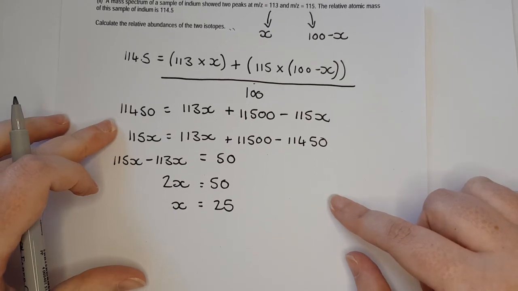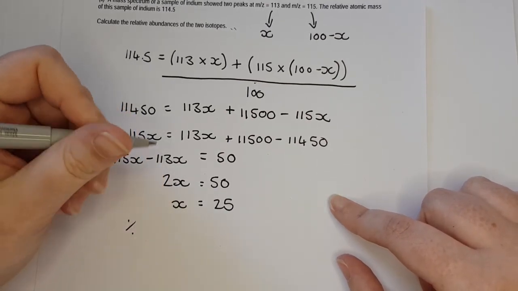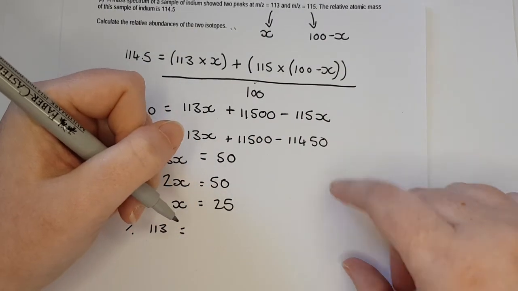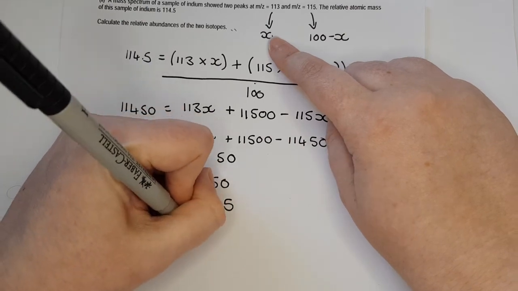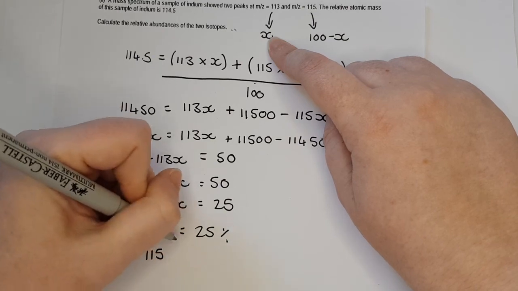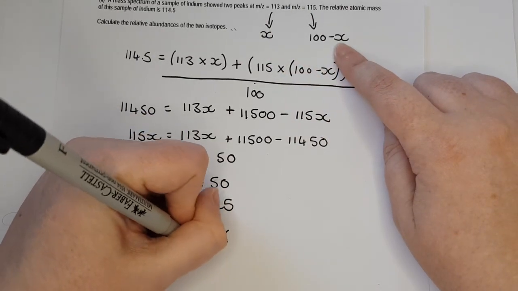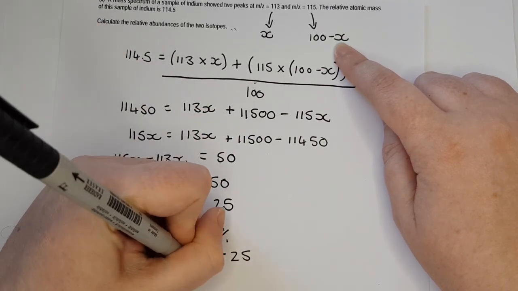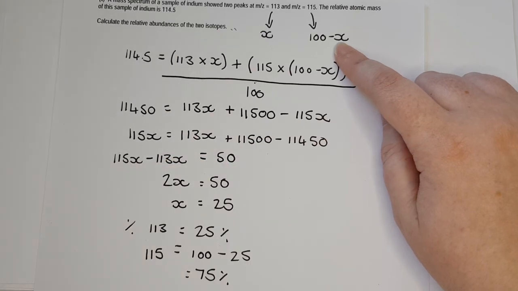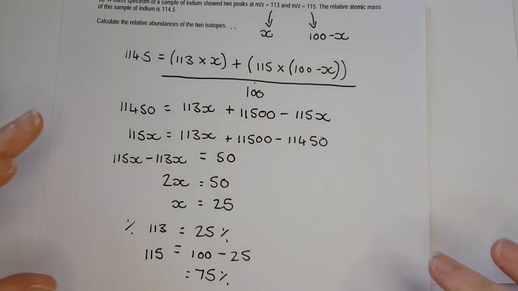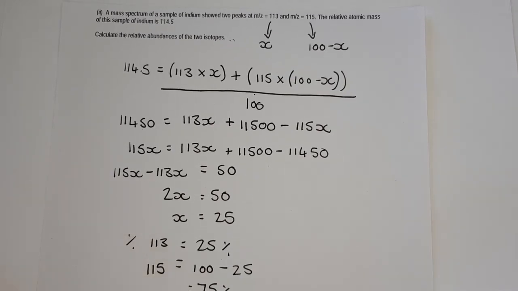So that means the percentage abundance for the 113 mass is going to be my value for x, which is 25%. For the 115, it's going to be the 100 minus my value of x of 25, which will equal a percentage of 75. So as long as we can make one thing x, we can always solve for anything given our information in those different ways with our atomic masses.